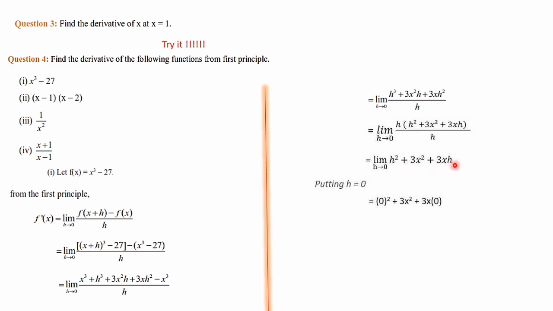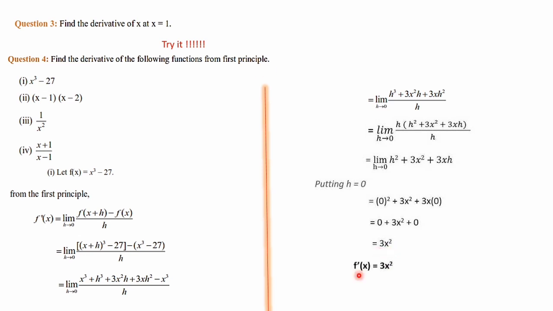Here there is h, so replace it and put 0, so 3x into 0. Here 0, here also 0. So we will be getting only 0 plus 3x square plus 0. Finally, we will be getting the answer as 3x square. So the derivative of the function x cube minus 27 by using the first principle is 3x square.